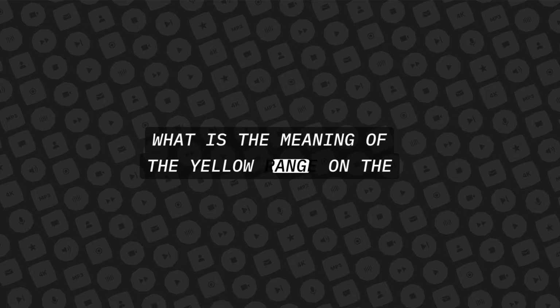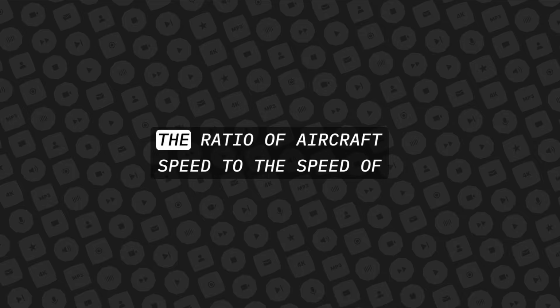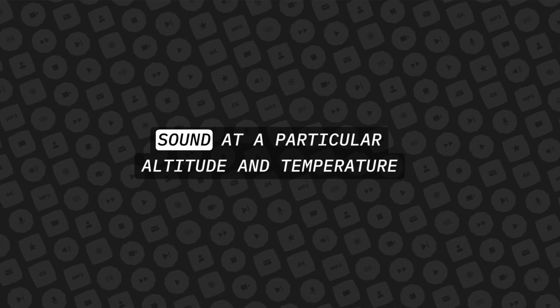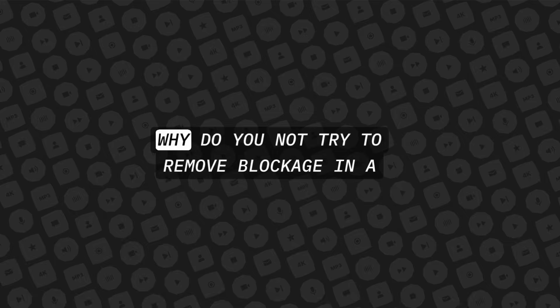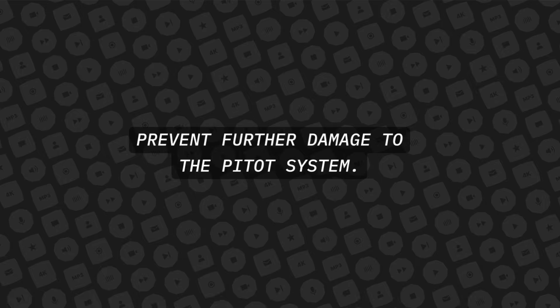What is the meaning of the yellow range on the airspeed indicator? The yellow arc designates the cautionary range. What does a Mach meter indicate? The ratio of aircraft speed to the speed of sound at a particular altitude and temperature during any time in flight. Why do you not try to remove blockage in a pitot system? To prevent further damage to the pitot system.